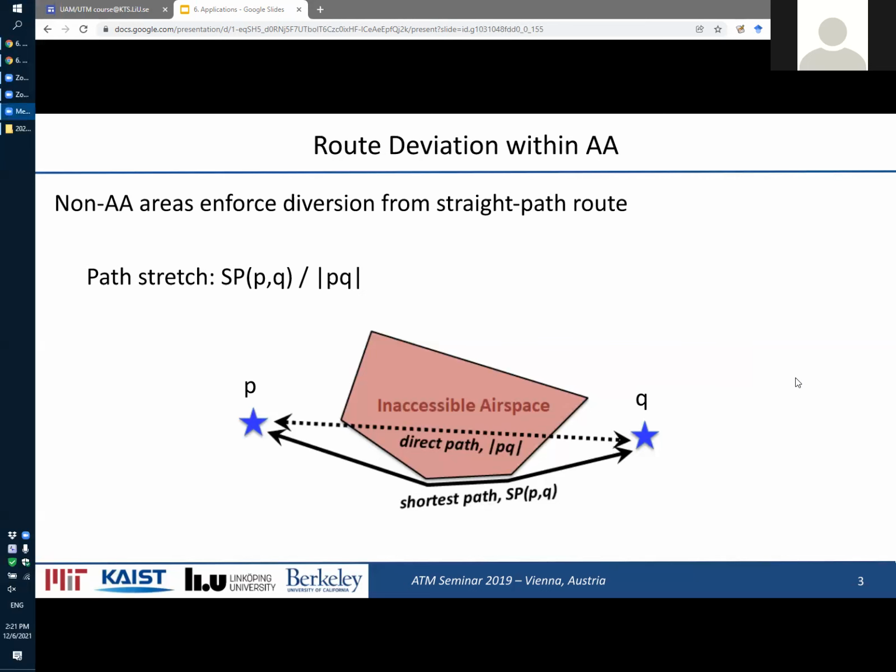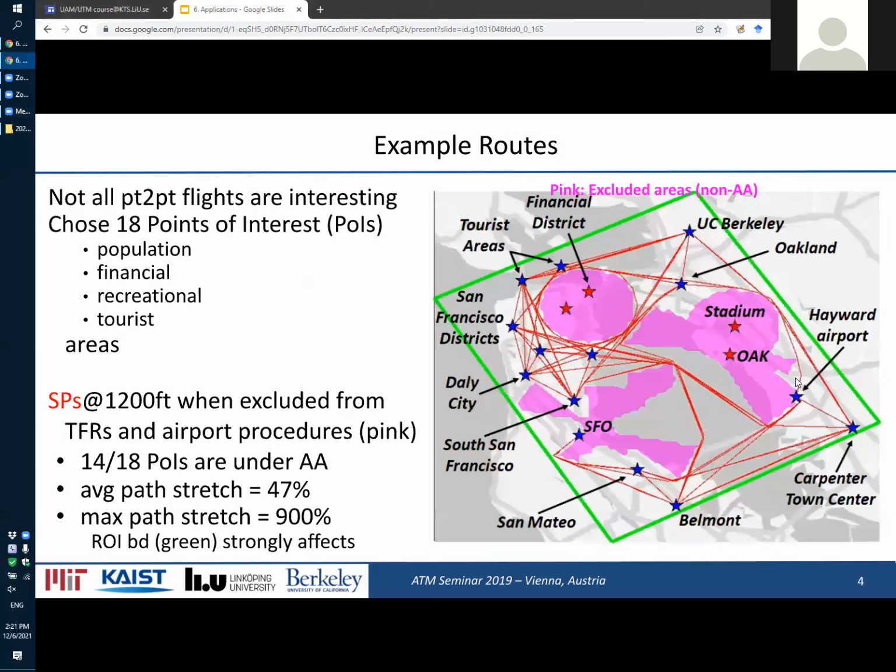And just to show you again a few slides that we had back in that lecture, here is the Bay Area, San Francisco area, and the pink here is the unavailable airspace. Then there are some points of interest, these stars, and the routes between them, avoiding the pink, avoiding the constraints. And we've been calculating things like the average path stretch between all these pairs of points, and also the maximum path stretch. What is the worst path that has to go around.